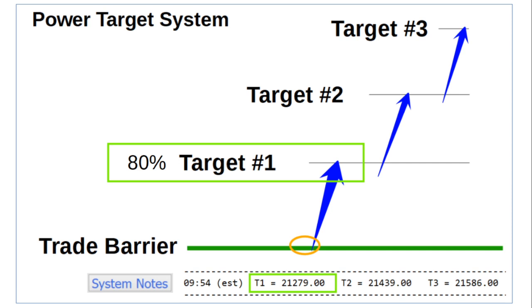And then right at the same time as that trade barrier, we've got the market profile. The system is able to analyze the previous volume and the previous ranges and everything, and then with some really cool formulas we project out 3 dynamic targets for the session.